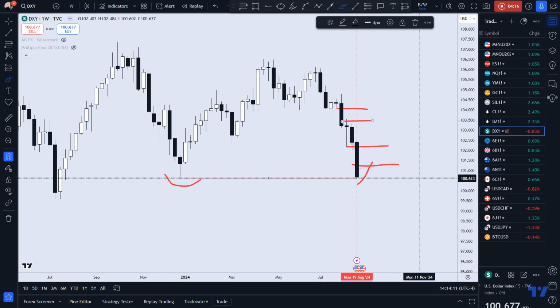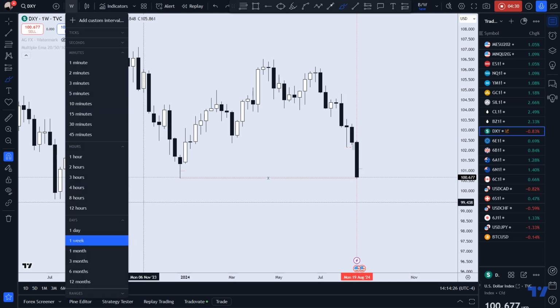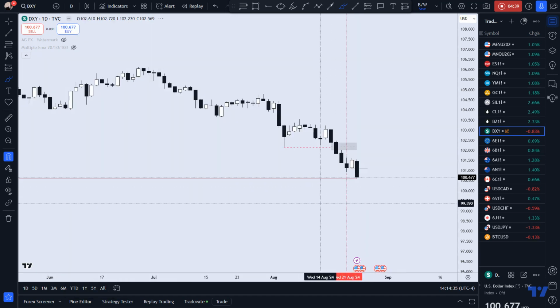We are due a pullback, and that pullback could come this week. But just understand there's a big difference between a pullback and a reversal. Pullbacks are natural in a trend. A reversal just means that trend ended and a new one is beginning. That's what that means. Let's go to the daily.